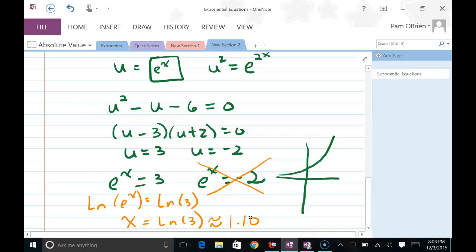Again, we're going to stop the video and have you try one. And before you end, I want you to really think about what the steps are that we do when we have to solve an exponential equation. Good luck!